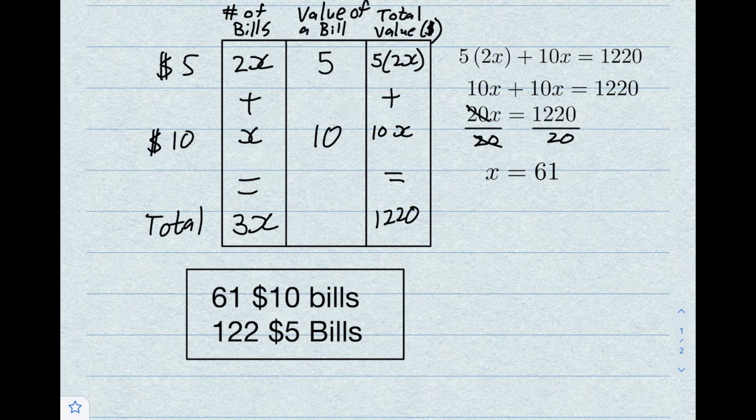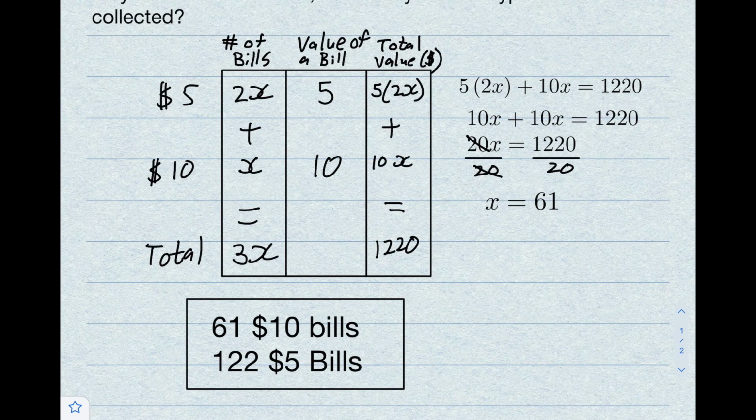We can check our answer, if we so choose, by going back to this equation here. Does 61 in place of x answer this and make it truly 1,220? So we try that. 5 times 2 times 61 is 610, plus 10 times 61 is 1,220. So it does satisfy our equation.